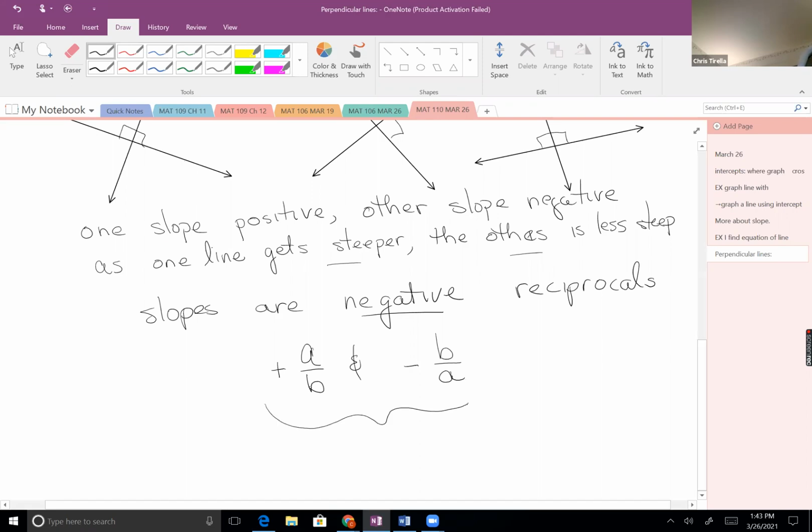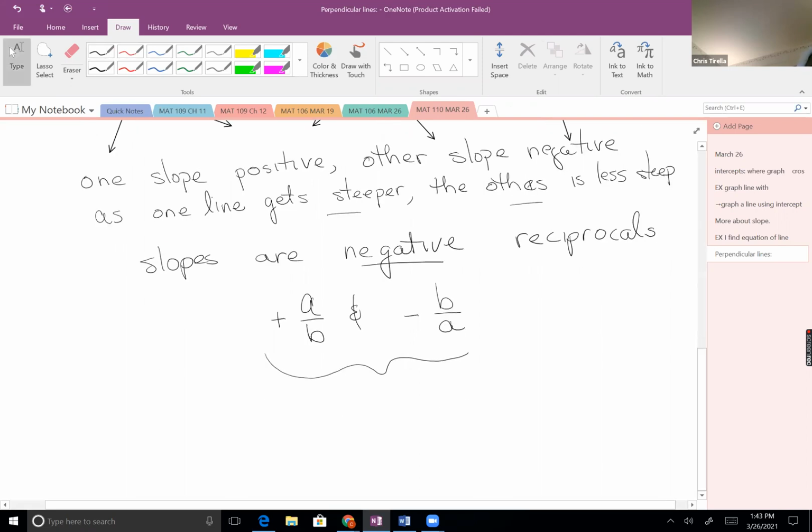A long time ago, I learned one way of verifying that two numbers are negative reciprocals is to show that the product of the slopes is -1. They have to multiply to -1.